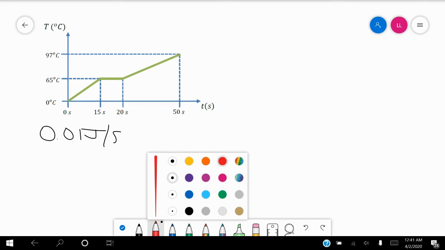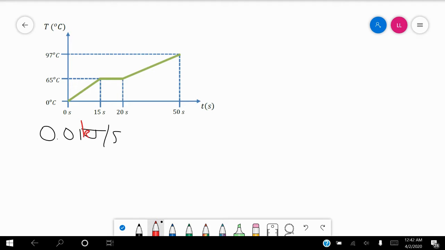So for example, if we go from 0 to 15, in fact, this is not joules per second, this is kilojoules per second. So if you multiply that, this makes it 10 joules per second. So for the first 15 seconds, we add 150 joules. For the next 5 seconds, we add 50 joules. And then for the last 30 seconds, we add 300 joules of heat. That then allows us to do the different calculations we need to do.